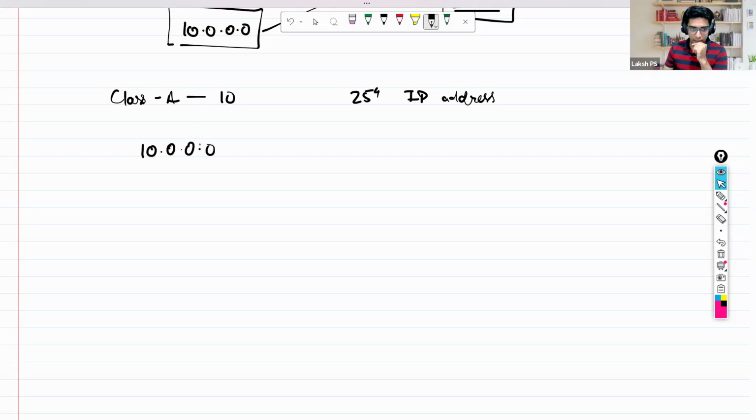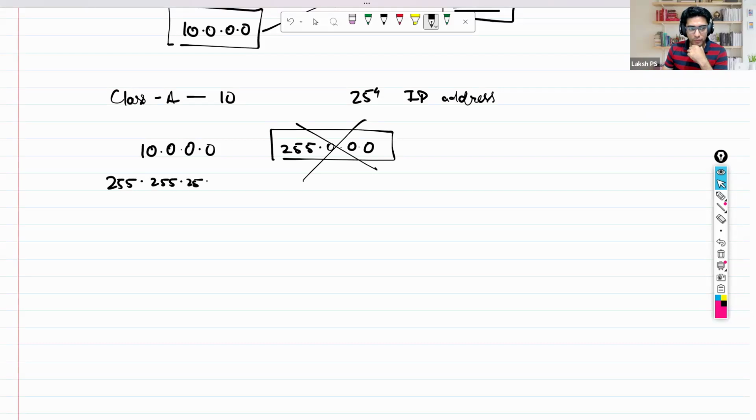Now again, we'll go ahead with the 10.0.0.0 IP address. However, the default mask is 255.0.0.0. We will say, I'm not going to give you this address mask. You use the address mask of a class C IP address, that is 255.255.255.0. This is your address mask for the IP address that you asked. With this, what is happening?